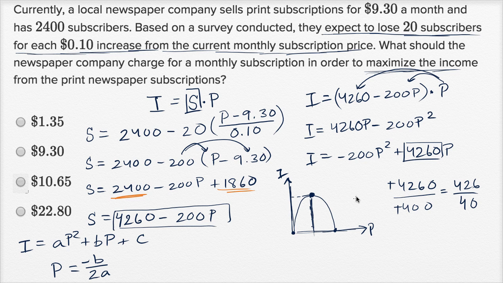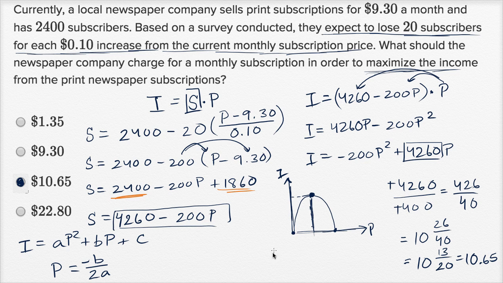And let's see, can I simplify this? Well, 40 goes into 426 10 times with 26 left over. So it's going to be 10 and 26 40ths. Or we could write this as 10 and 13 20ths. And so if we wanted to write that in terms of dollars, because we're talking about a price, we'd want to write this in terms of hundredths. So if you multiply the denominator by 5, you multiply the numerator by 5, 10 and 65 hundredths, which is the same thing as $10.65. And luckily, we see that choice right over there.